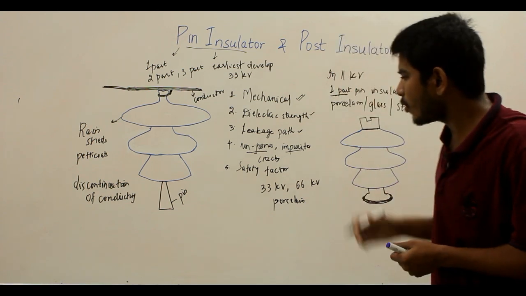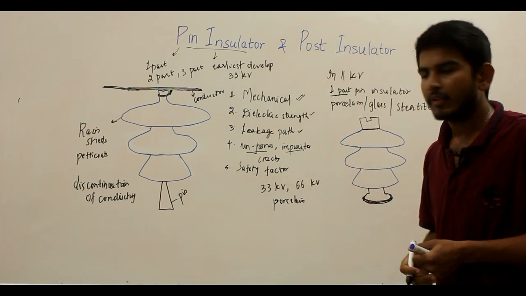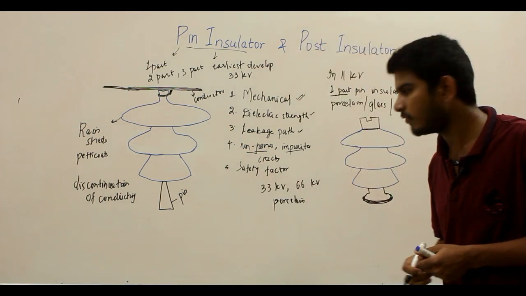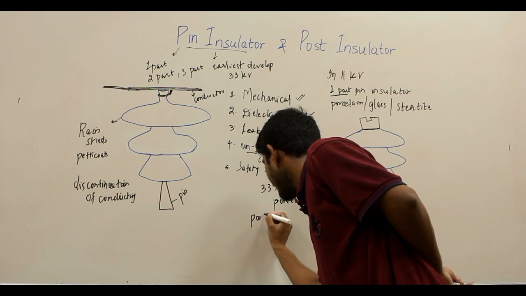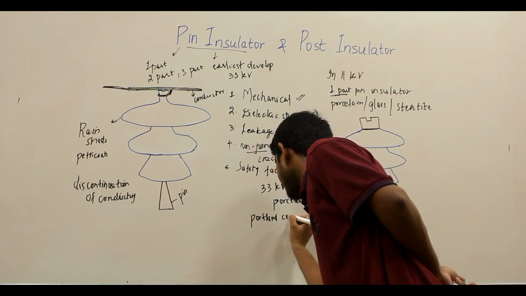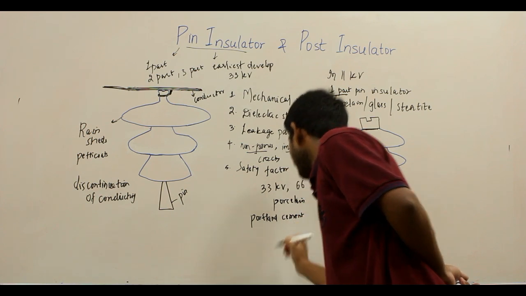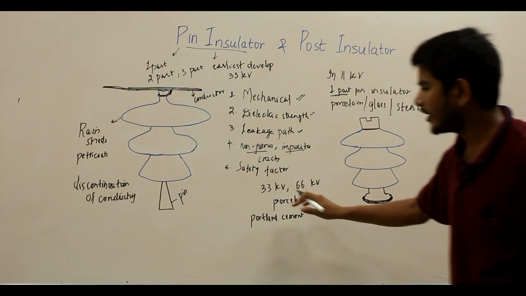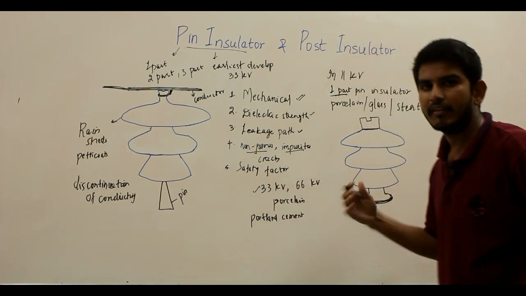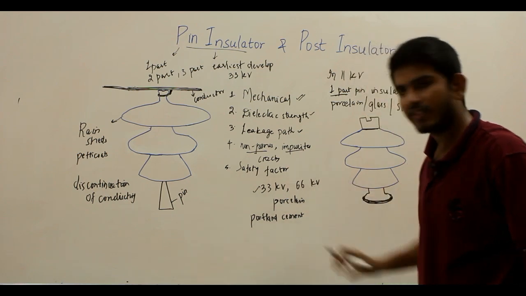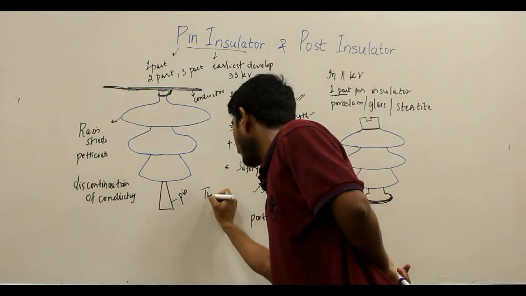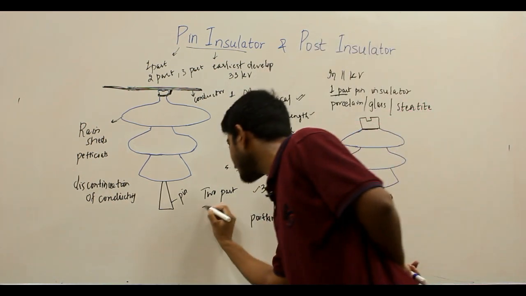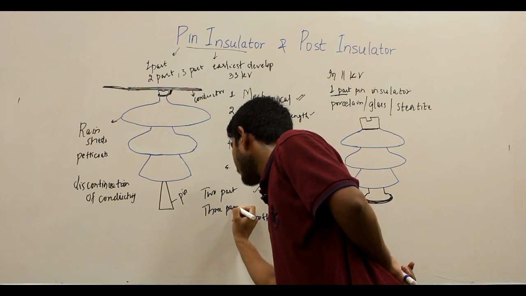In order to overcome this, what we are doing is fixing together several porcelain shells with the help of Portland cement, to enable them for higher kVs. So for 33 kV, basically we go for the two part pin insulator, and for 66 kV we go for the three part pin insulator.